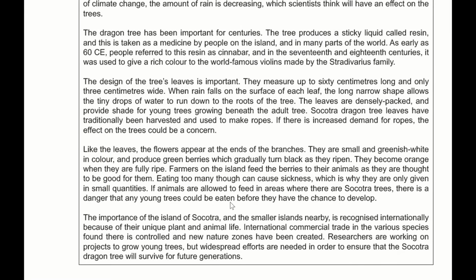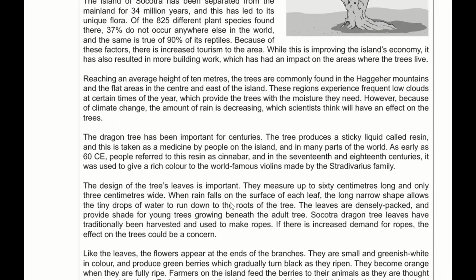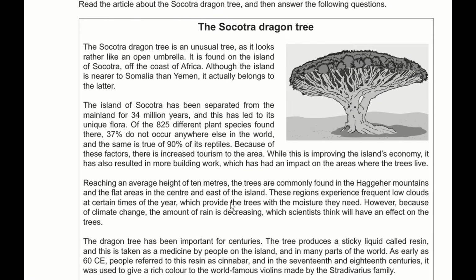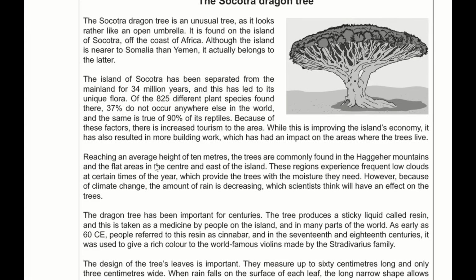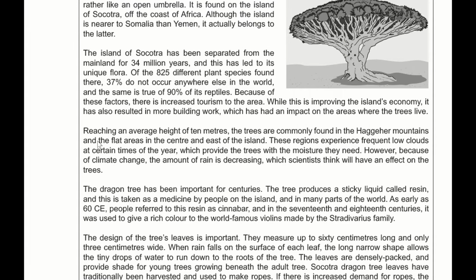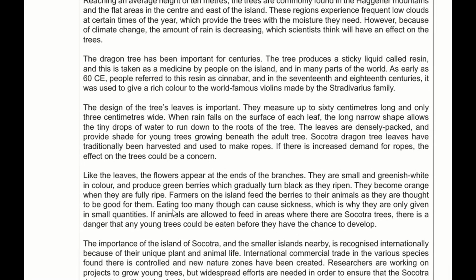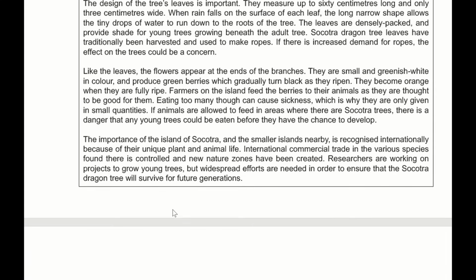Okay, so I already know just by looking at the first line of every paragraph that we're talking about this particular tree, the Socotra dragon tree. It's located on the Socotra Island. It's a very old tree and a very old island. I've got information already about the height of the tree from this paragraph here, and the fact that it's been used for centuries, and so on and so forth. So I've got an idea of what the text is about.